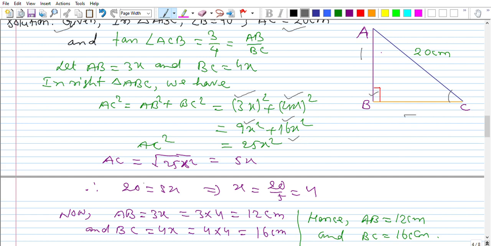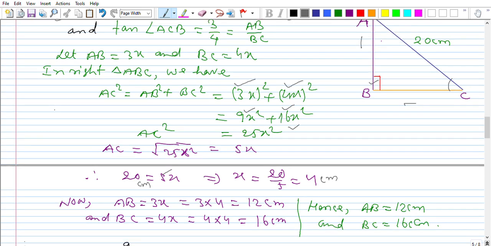AC square equals 25x square, so therefore AC equal to 5x, and AC value is already given, that is 20 centimeter. 20 centimeter equal to 5x, then x equal to 20 by 5, that is 4 centimeter. Then it is easy to find the lengths of AB and BC. AB equal to 3x, and x value is 4, 3 into 4 is 12 centimeter, and BC equal to 4x, that is 4 into 4, that is 16 centimeter. Hence AB equal to 12 centimeter, BC equal to 16 centimeter.